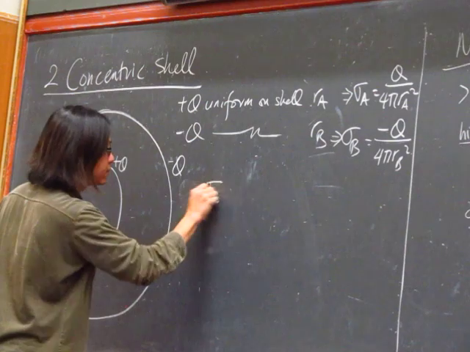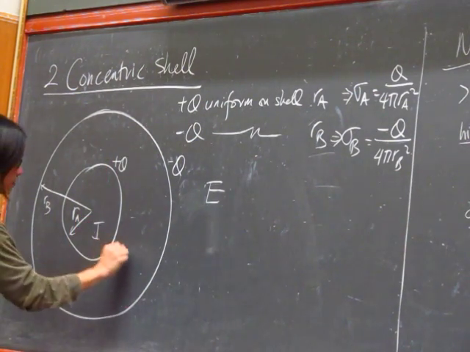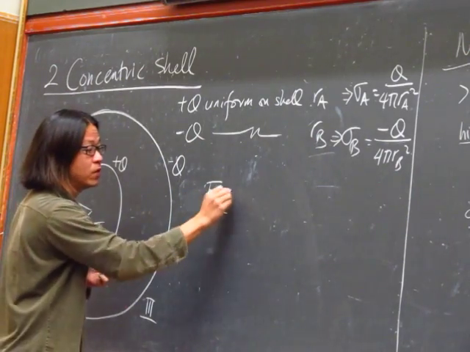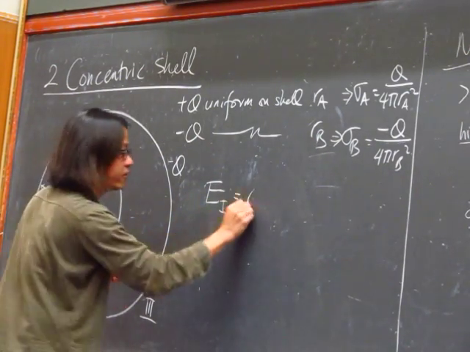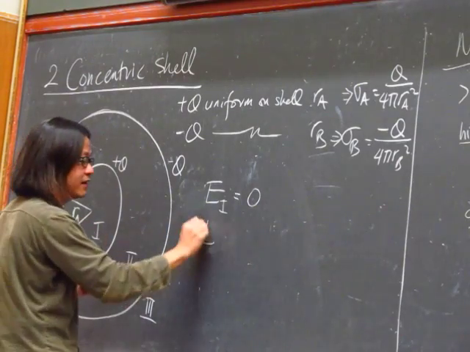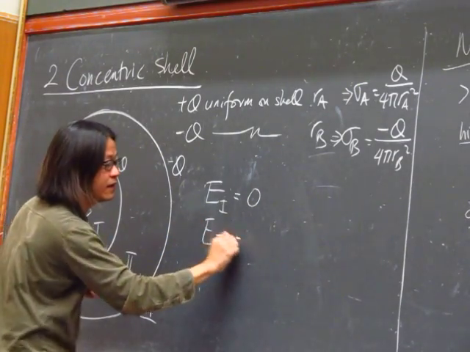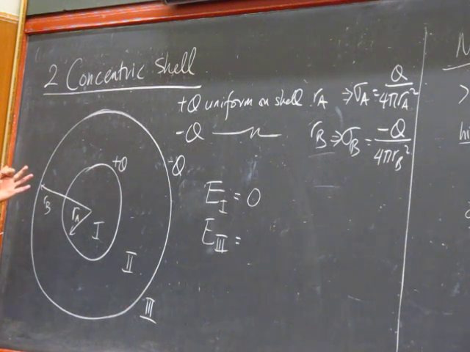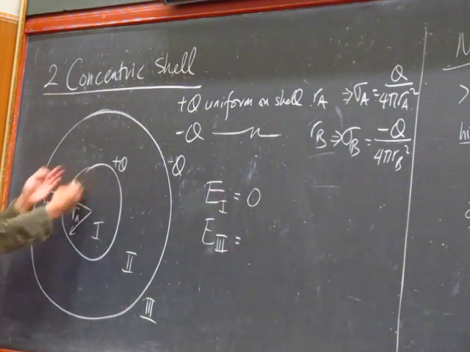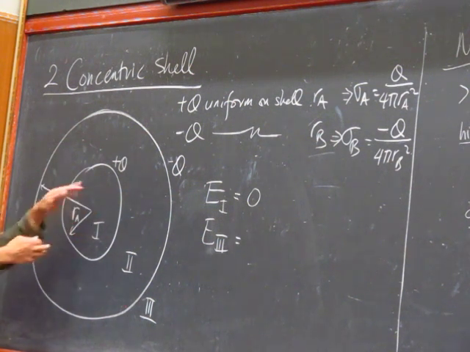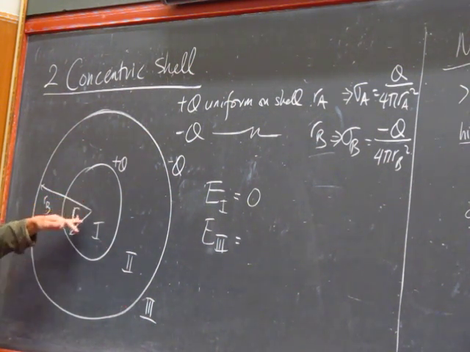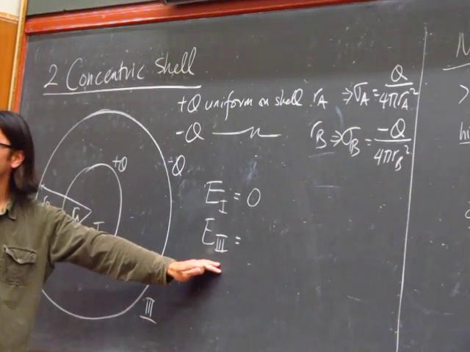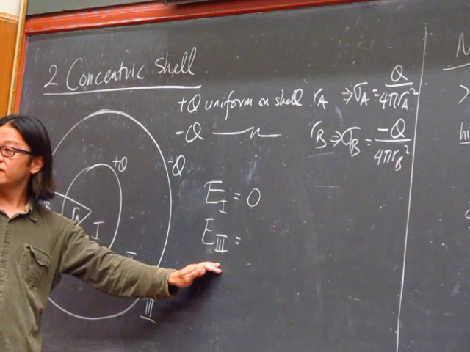We know that the electric field, let's call this region 1, region 2, region 3. The electric field in region 1 is 0. By Gauss's law, this thing has a spherical symmetry, so inside here, the enclosed Q equals 0. There's no charge, electric field is 0. Outside, in region 3, what is the electric field here?